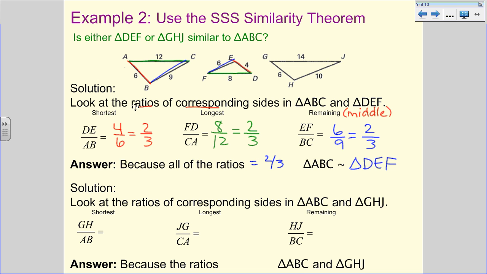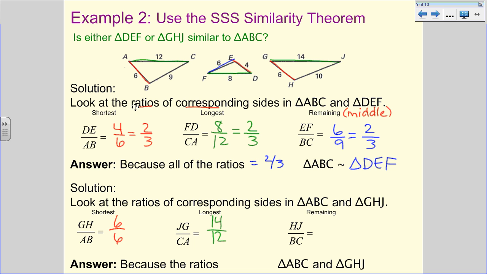So we're going to start this whole process over, and this time use triangle GHJ. So I'm going to do the same thing again. Start with the ratio of the shortest sides. The shortest side in GHJ is GH, and that's 6. AB is still the shortest side here, so that's 6. We're going to take a look at GJ, which is the longest side, I'm sorry, and that's 14. CA is still the longest side here, which is 12.